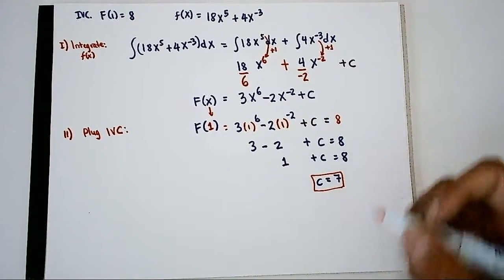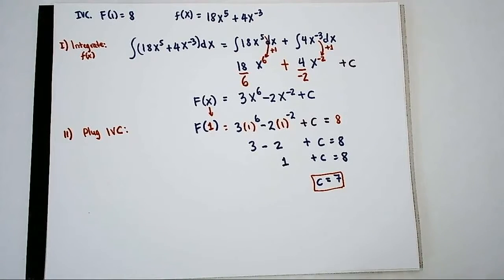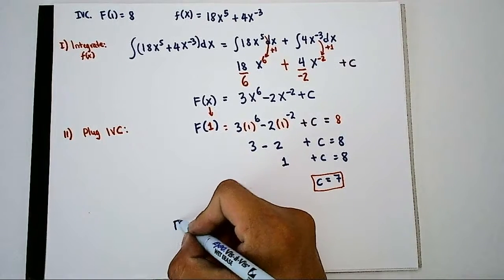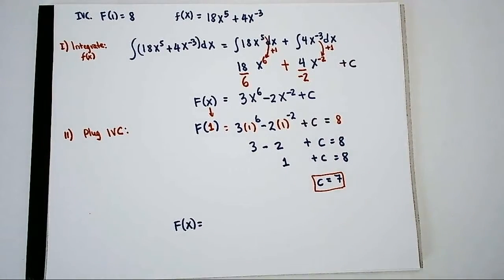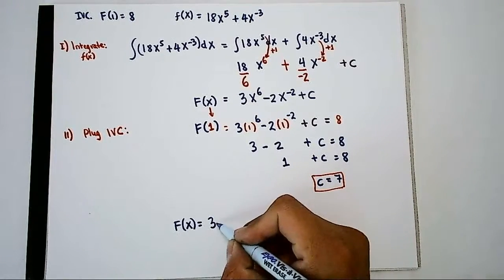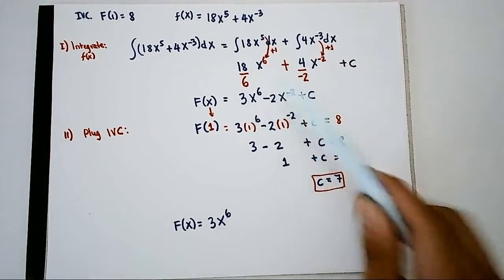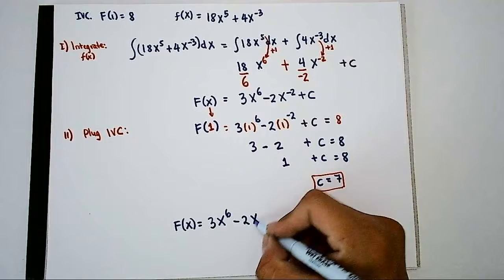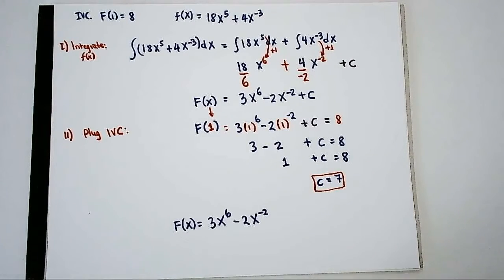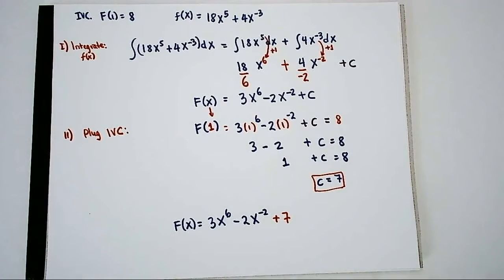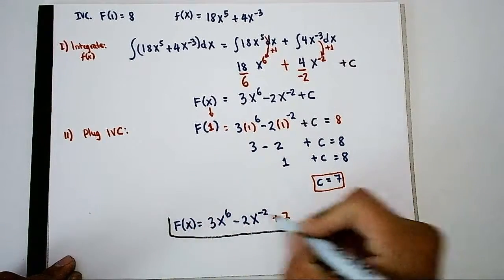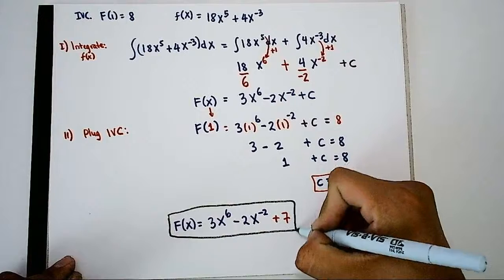Now that we know that our constant is 7, our specific function has been recovered. f of x is 3x to the 6 minus 2x to the minus 2 plus 7. And this is the solution for this problem.